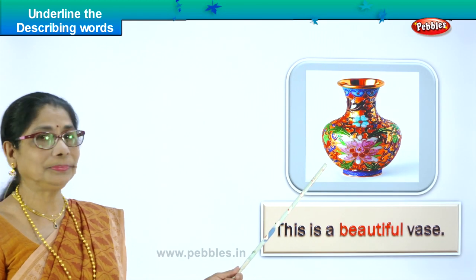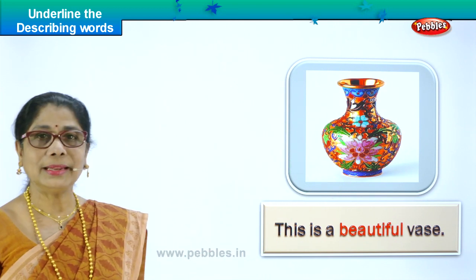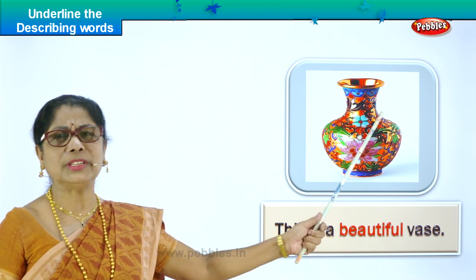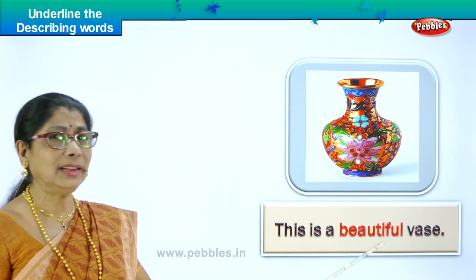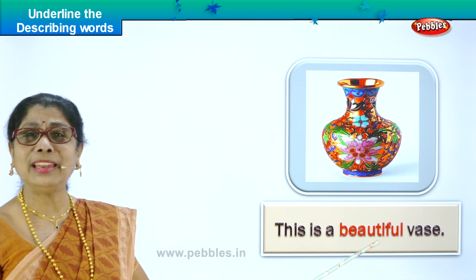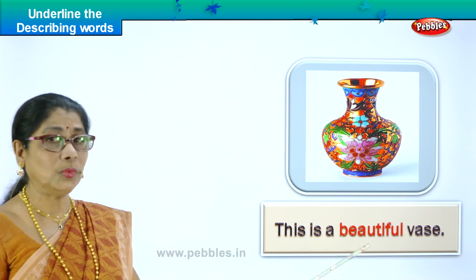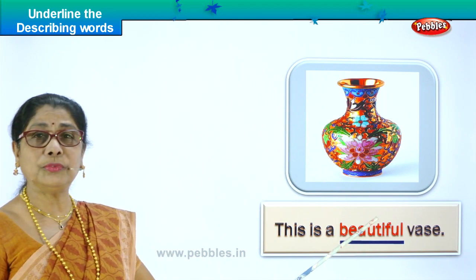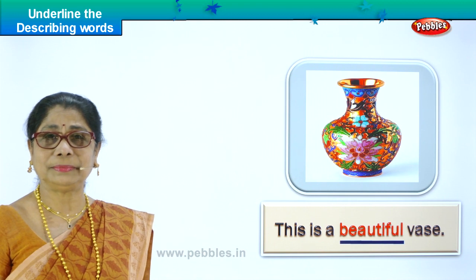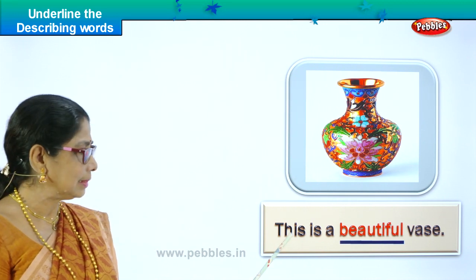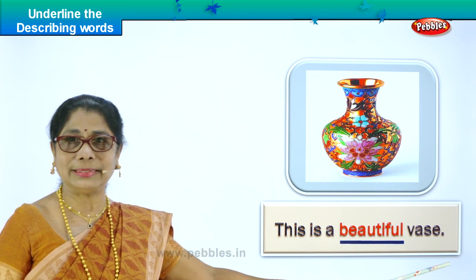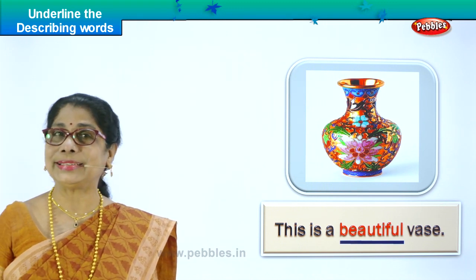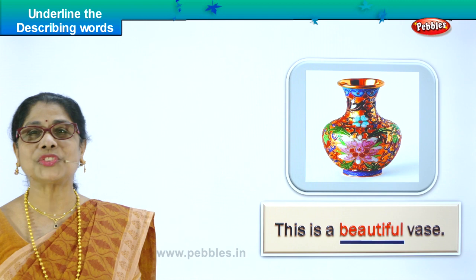Look what you have here. A lovely vase. Okay? Read the sentence. This is a beautiful vase. Is it beautiful? Yes. What is beautiful? The word beautiful describes what kind of vase it is. So we underline the word beautiful because the vase really looks beautiful. Beautiful describes the kind of vase. Yes, let's look at the sentence. This is a beautiful vase. What is beautiful? The descriptive word. Good. Did you enjoy? Let's look at another new picture.